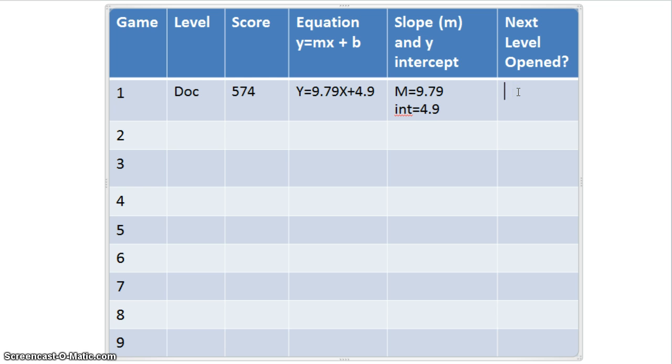Did I open the next level? Yes, I did. Each level will have a unique line, so fill the table in for each game as you play. Continue to play the games until you have at least opened the Dopey level. If you make it to the Grumpy level and answer all your questions before the end of the class period, you can have the game verified and get 10 extra bonus points.